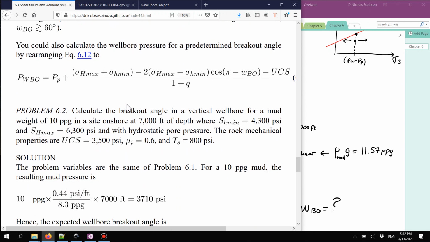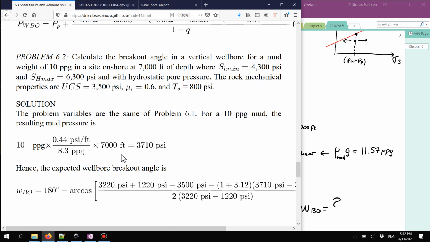Okay, as I was telling you before, the first step would be to calculate the pressure exerted by a mud with a weight of 10 pounds per gallon. In order to convert this to PSI, I'm going to convert this gradient to PSI per foot using the conversion from water, and you multiply that gradient times 7,000 feet, and the result is going to be PW.